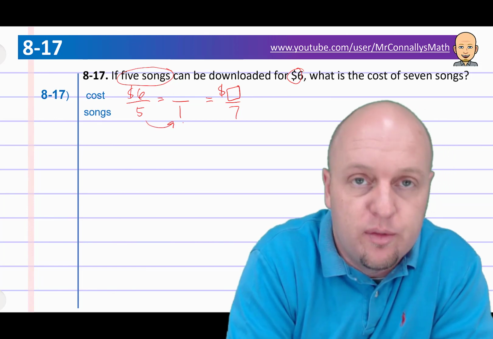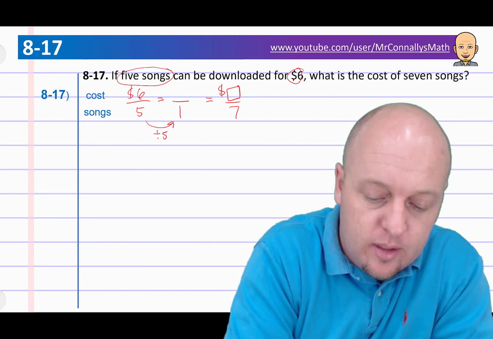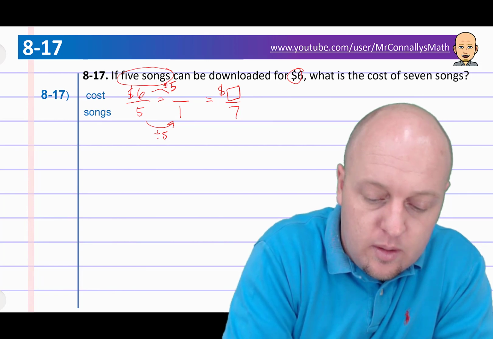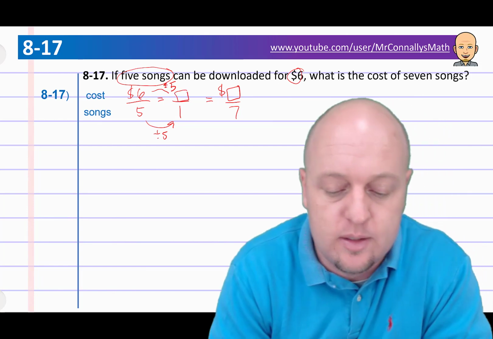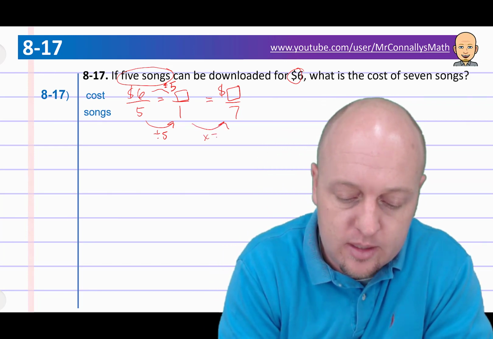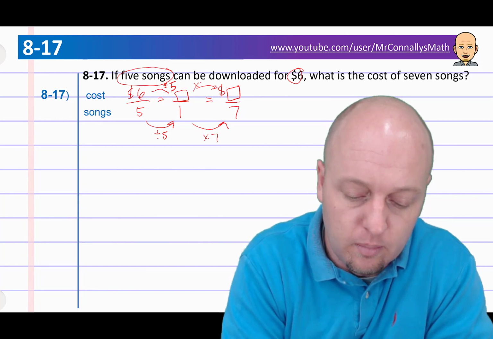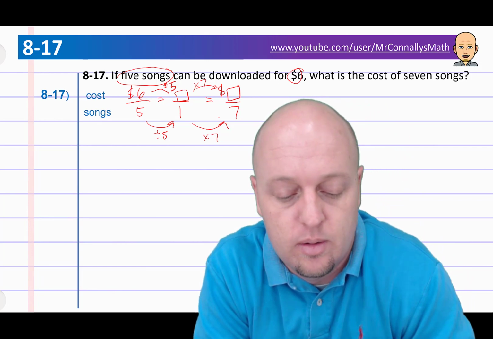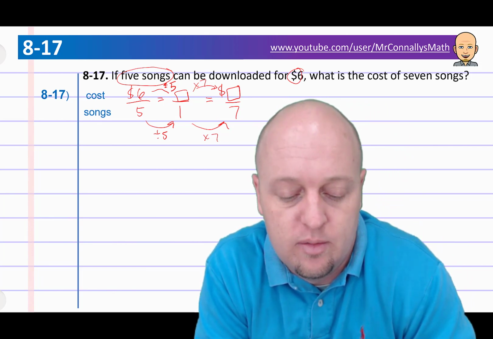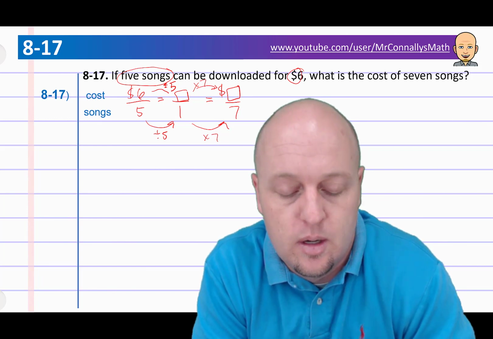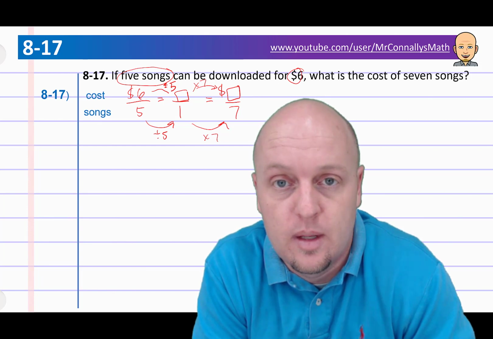Let's think. How do we get from 5 to 1? We just divide by 5. Okay, so that means we do the same thing on the top. We'll divide that by 5. So 6 divided by 5, whatever that is, it's a decimal, goes there. And then we'll take that number and multiply it by 7 to get how much it costs for 7 songs. So go ahead and do that now. Take 6 divided by 5, multiply it by 7. Should give you how much it is for 7 songs. Okay, pause, finish that one up. Let's go to the next.